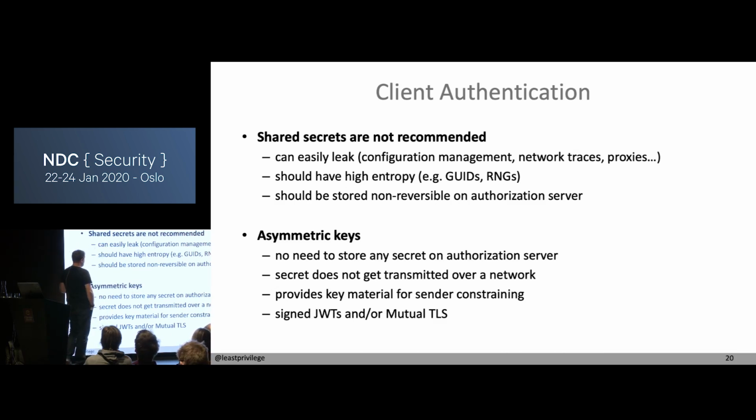If you can move away from shared secrets, use asymmetric keys. The nice thing about asymmetric keys is, A, the server does not need to store any secret at all, because all they store is the public key, right, and nothing else. They never go over the wire, so you can't intercept them on the network, because all you're sending is a signature that has been done with the secret and not the secret itself, okay? And it has the nice side effect that it gives us more features, which is called sender constraining.